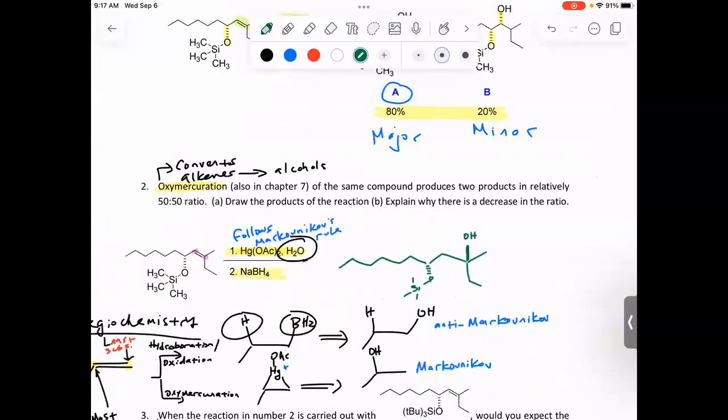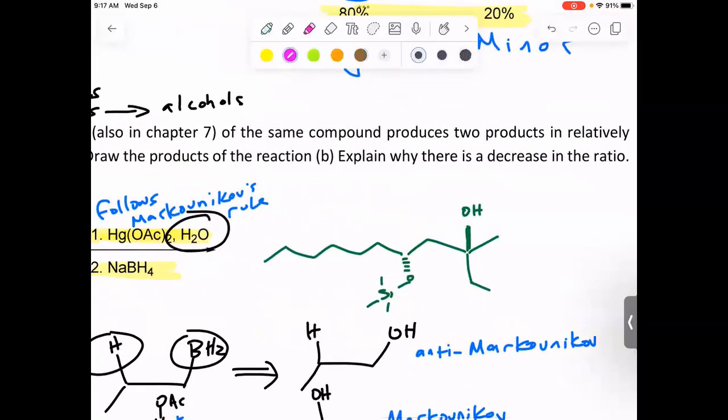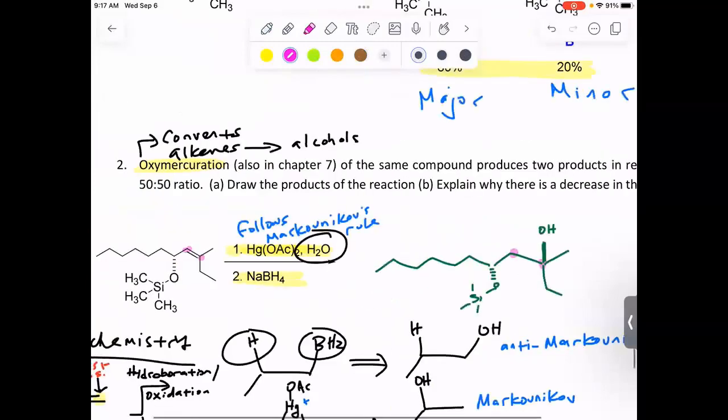Is everybody in agreement that these are the carbons of that alkene, and that the carbon on the right is more substituted? So that's where my OH is going. Anybody disagree or not understand that?